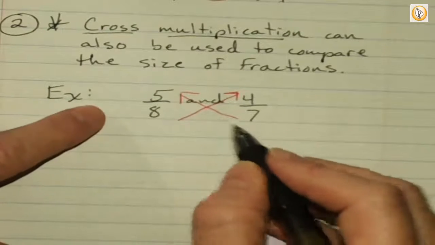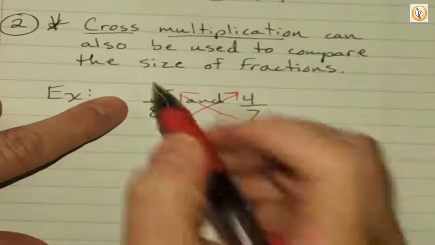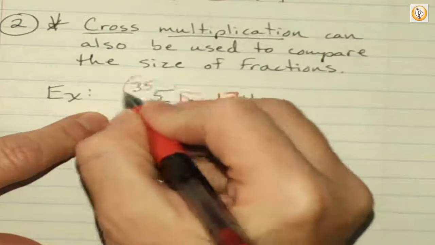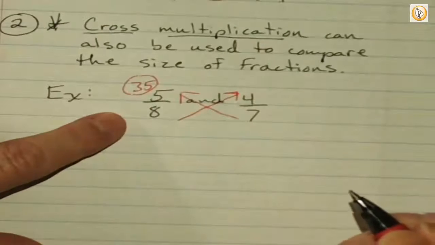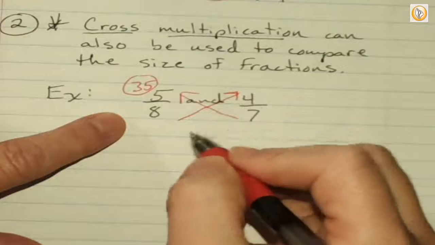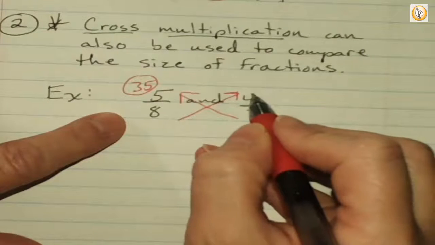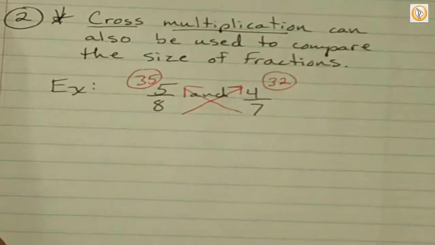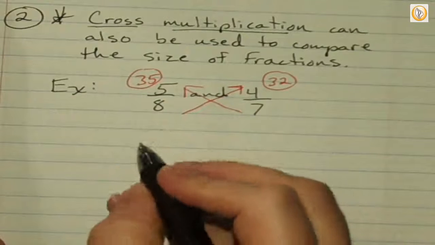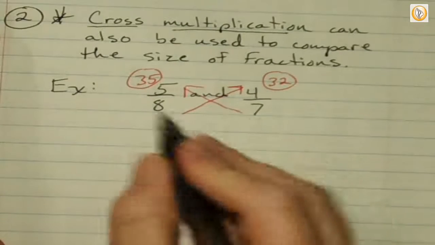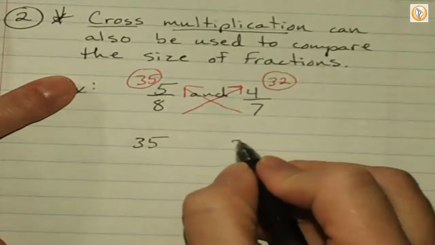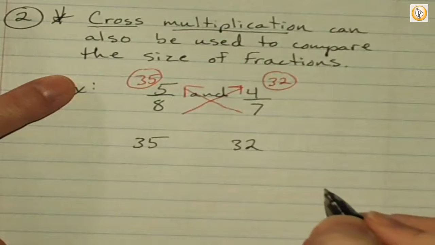7, now watch what I do. 7 times 5 is 35. And I'm going to write it over here and circle it. 8 over 4. 8 times 4 is 32, and I'm circling it. Do you understand that? I do. So then I'm rewriting 35 and 32.